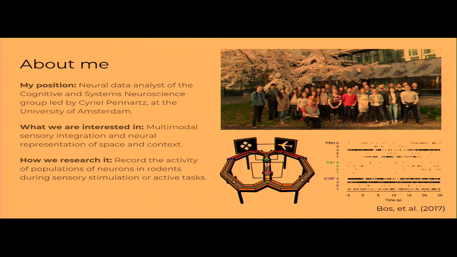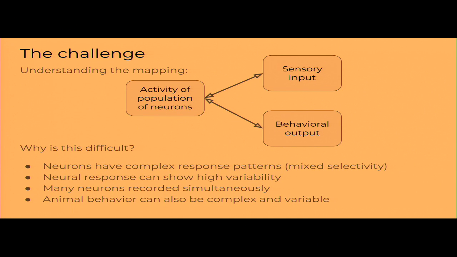But in any case, once we have this data, the main challenge is to understand the mapping between what the neurons are doing in the brain and the sensory input that the animal is receiving and the behavioral output that it is generating. And you may rightfully wonder, why is this difficult? I can think of a few reasons. For one, neurons typically have complex responses. There are neurons that do simple things, but normally they respond to a variety of the task parameters in our experiment, a phenomenon known as mixed selectivity, which of course makes it difficult to understand at the single neuron level what exactly this neuron is doing, what it is computing in the brain.